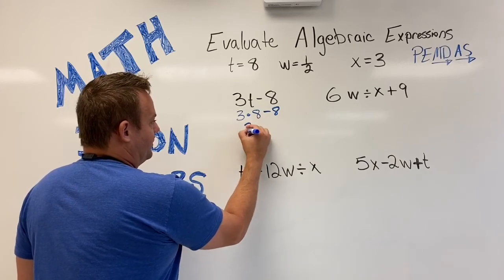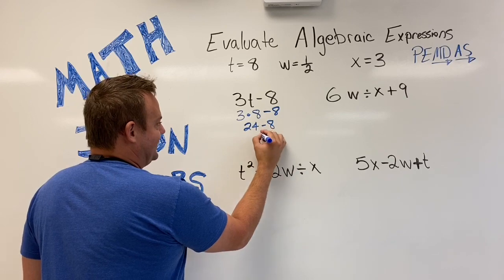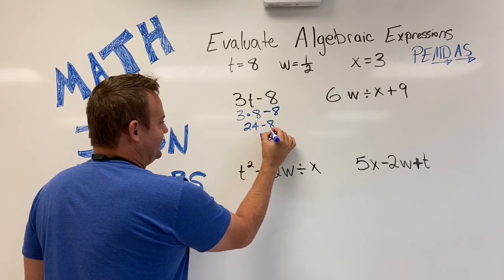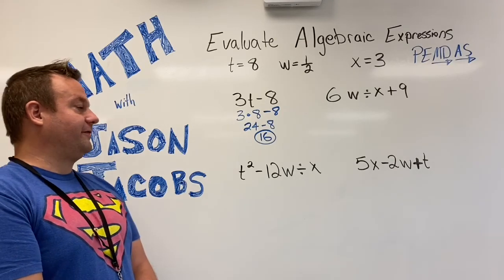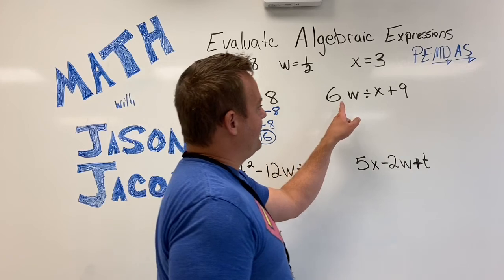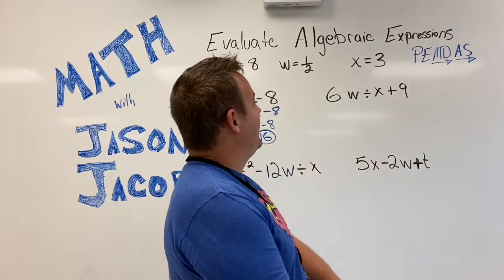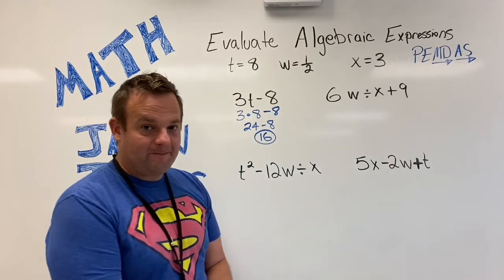Multiplication first, so we have 24 minus 8. That is 16. So we evaluated the first algebraic expression. Let's go on to the next one. First step is substitute the values in. Why don't you pause the video and give this one a try?